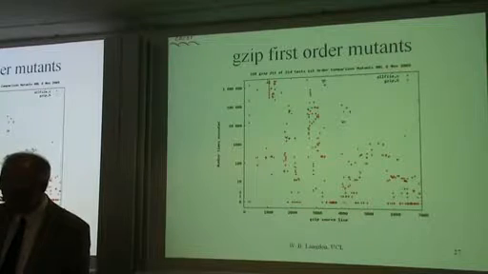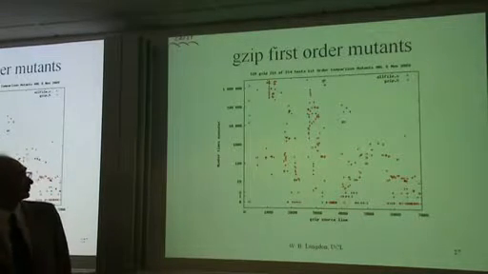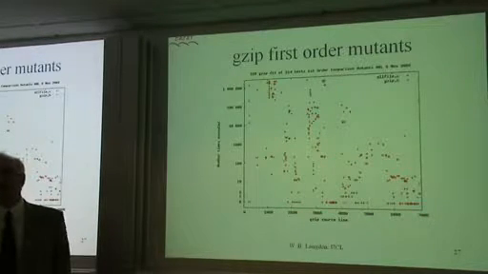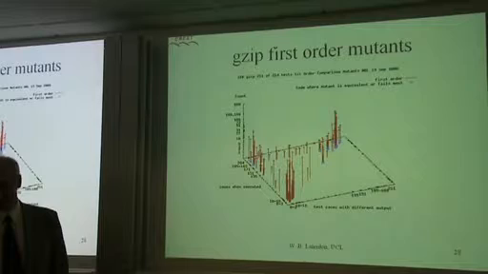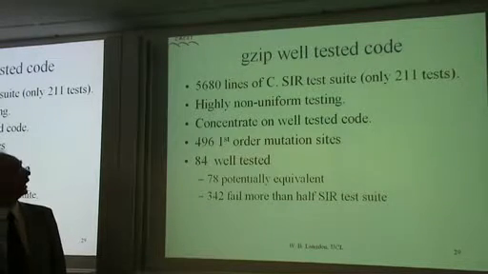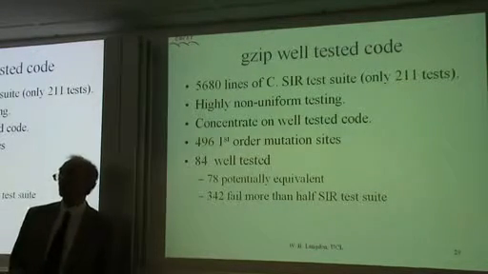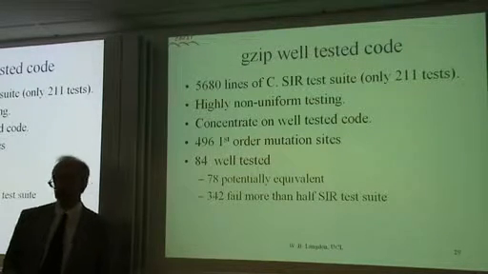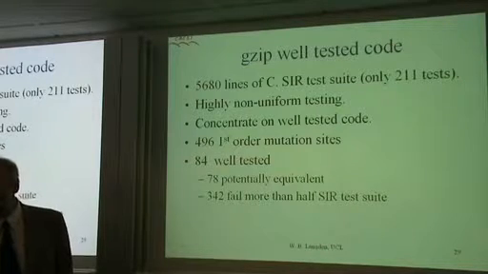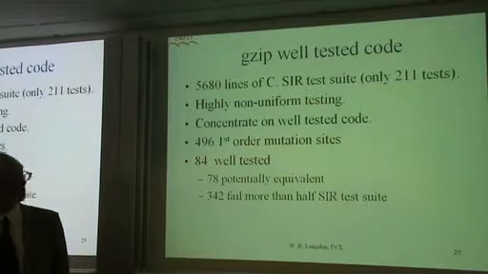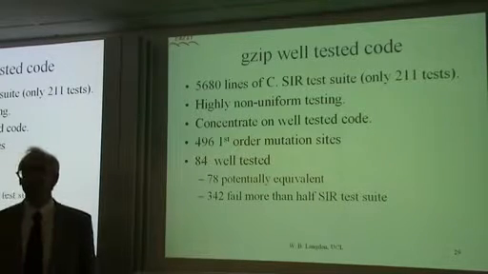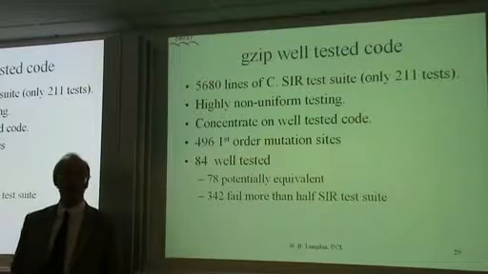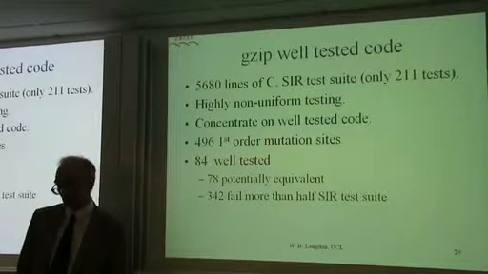What we did was to say, well, okay, this is going to be a bit tricky. We've got the whole of gzip to look at, and most of it is not being tested. So what we did was to restrict ourselves to the mutation sites that are run by at least half of the test suite, so more than 106 test cases. So we're deliberately restricting ourselves, not looking at the whole of gzip, but only the well-tested parts of it.